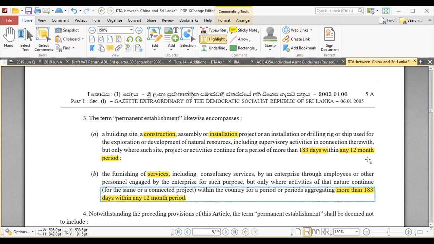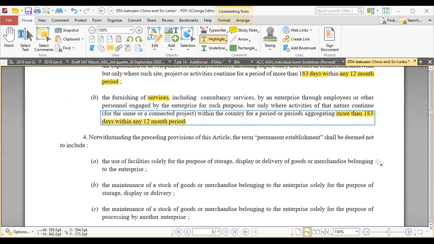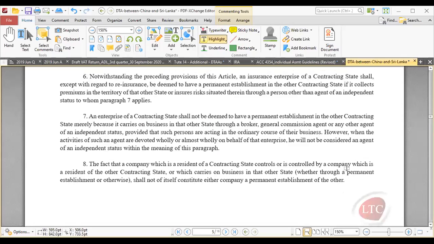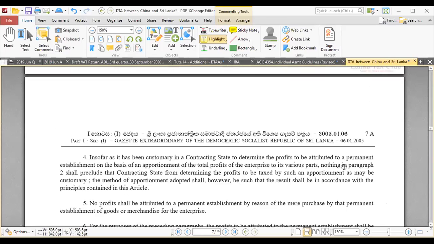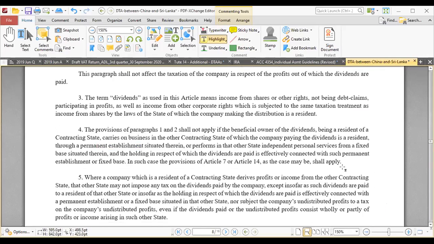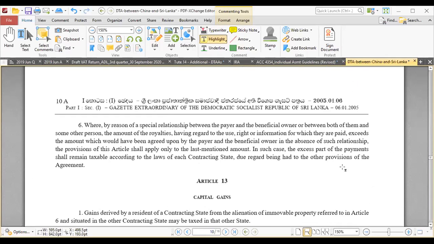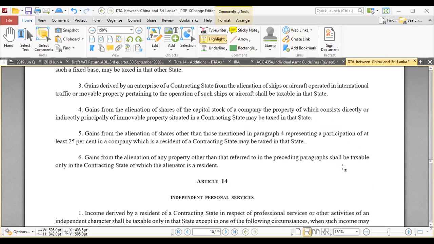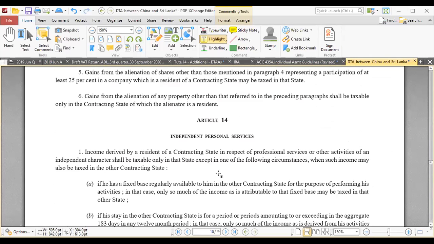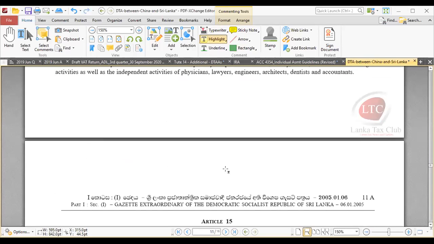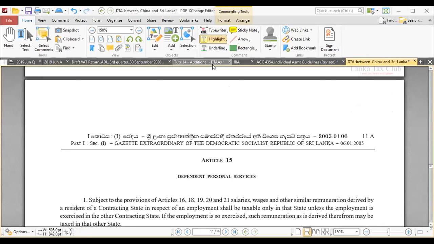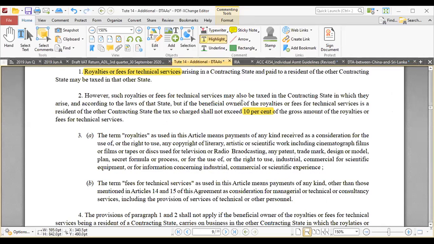Let me elaborate that diagram today as well, depending on the time. Likewise, you need to analyze whatever articles are given. Anyway, we are going to discuss independent and dependent personal service as well, so you can have that understanding too.